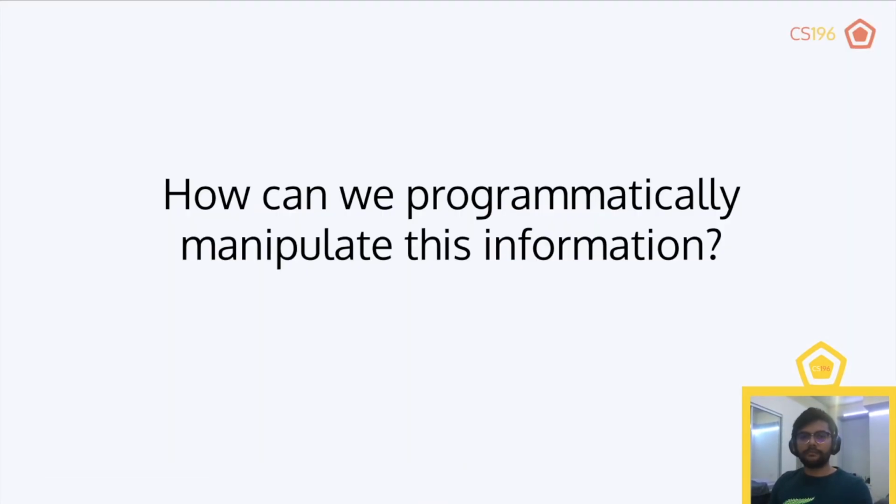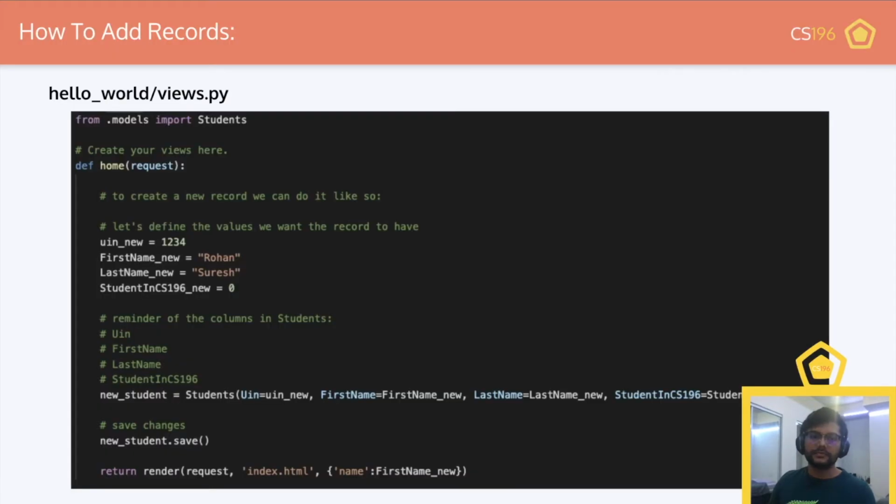So how can we programmatically manipulate this information? Because we know how to do it in SQL. We know how to do it in the admin site. How can we do this within Python? So let's first programmatically manage, add stuff to the app, and then we'll fix what we broke on the side there.